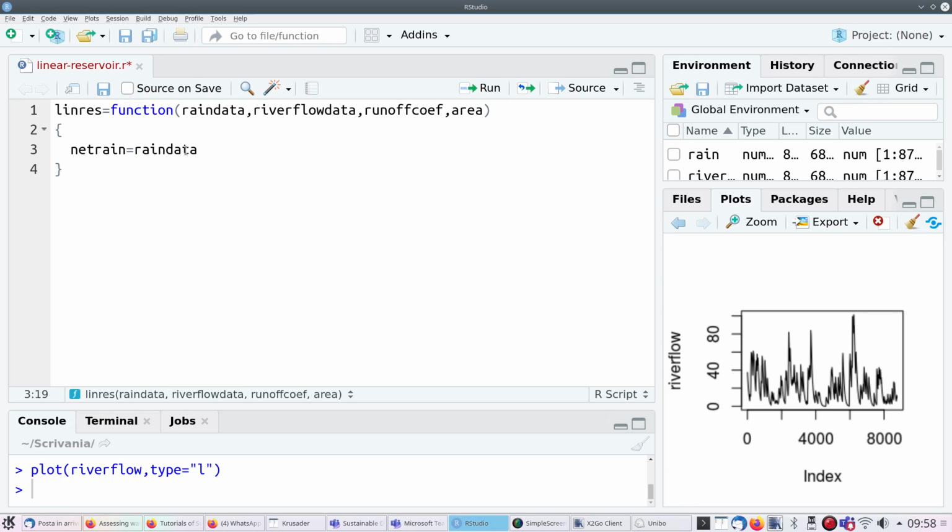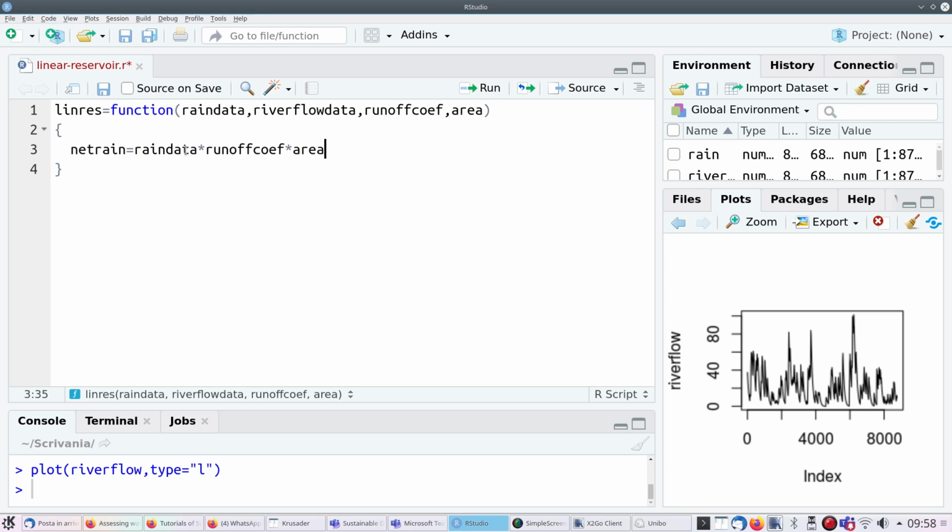Okay, now let's go with rain data times, not 0.5, sorry, runoff coef. Good. Times area, because remember, I need to put into the linear reservoir rainfall times area. The problem is that area must be given in units that are consistent with the units of the rainfall.